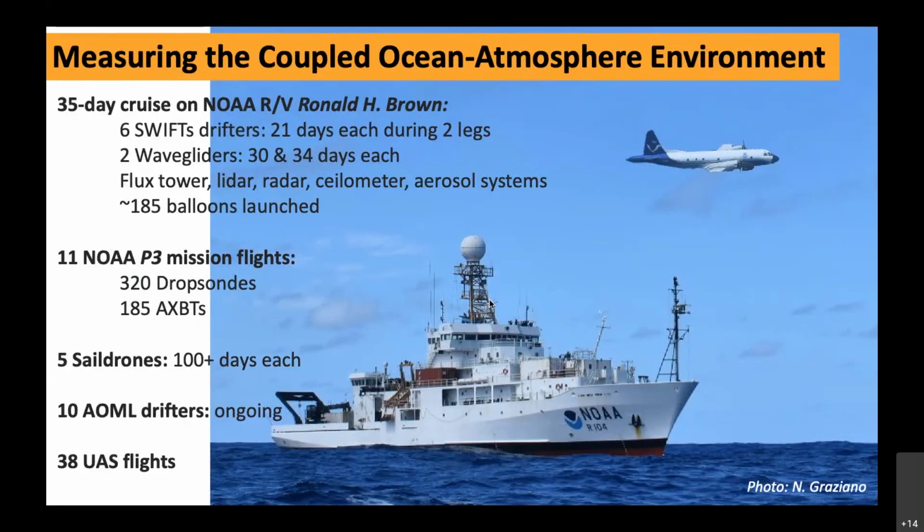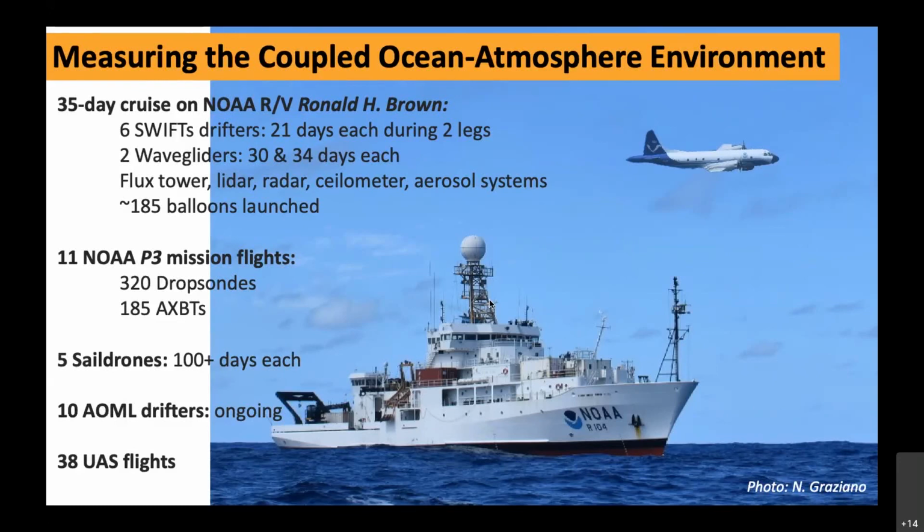On the P3, we had 11 missions, 320 dropsondes, and 185 AXPTs. We had a cloud radar, wave measuring radar, oxygen isotope measurements, and we used all the P3 instruments like cloud microphysics, etc. 5 Saildrones were deployed for about 100 days. AOML put out 10 special surface drifters, and there were 38 UAS flights from Barbados.